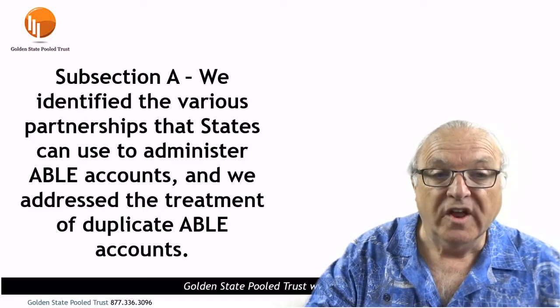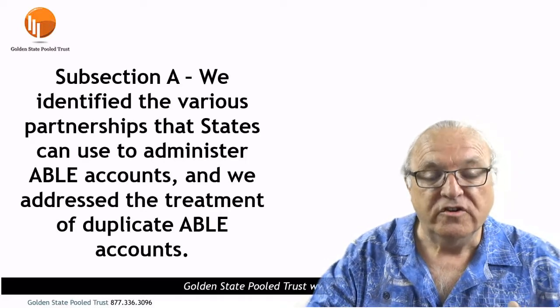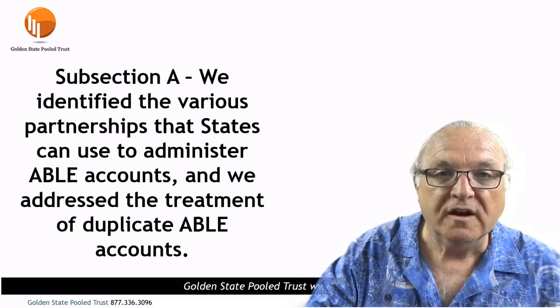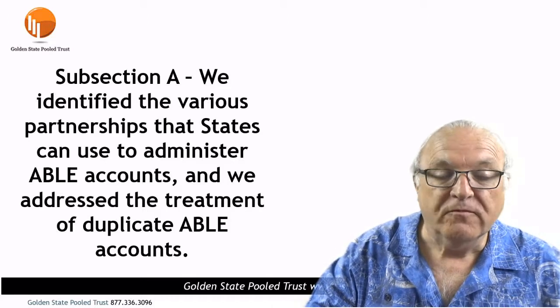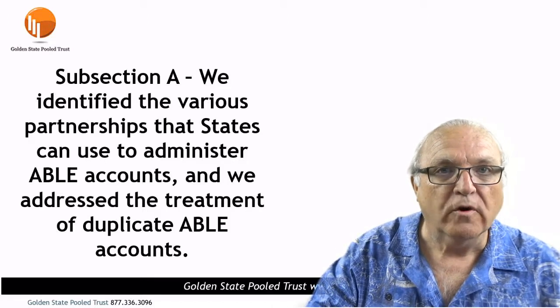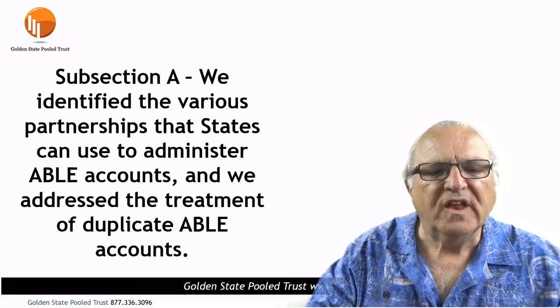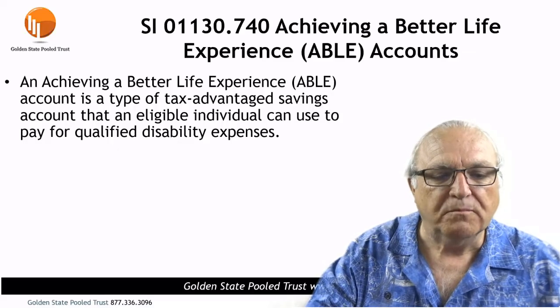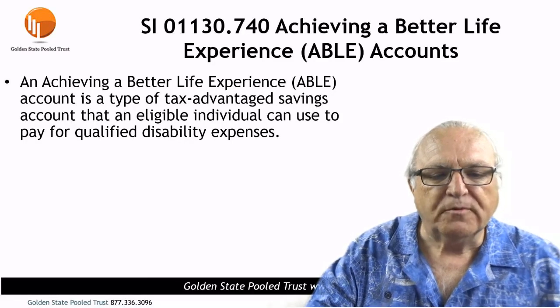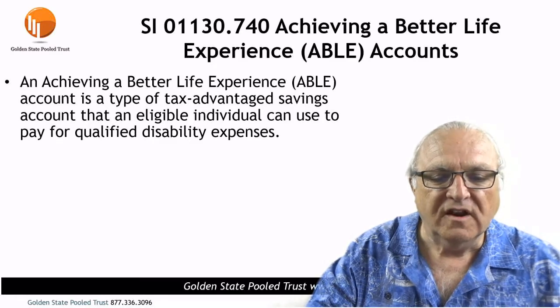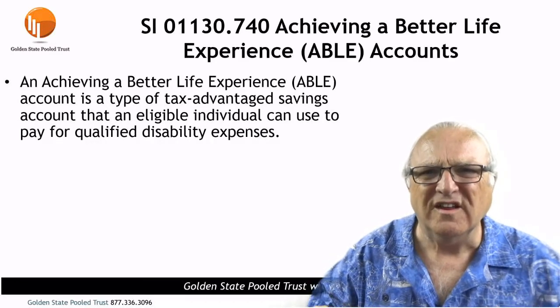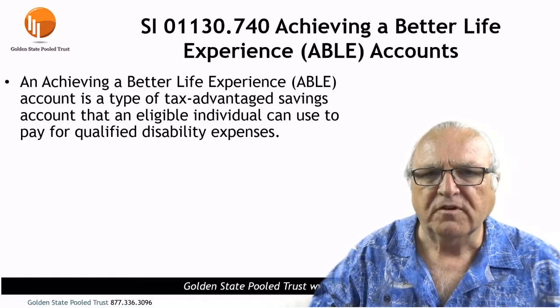Just picking up where I left off. ABLE accounts are available now, and as we're going to see, you can use a program in another state, and eventually there may be some very good reasons to move things back to California. It starts off by saying the ABLE account is a type of tax-advantaged savings account that an eligible individual can use to pay for qualified disability expenses. The eligible individual is the owner and the designated beneficiary of the account. As we're going to see, this is a very important concept, okay?